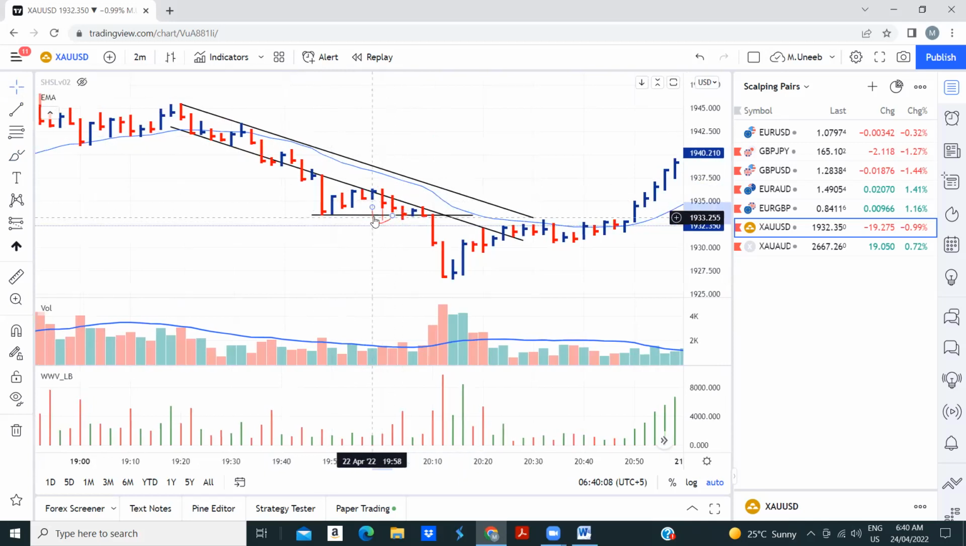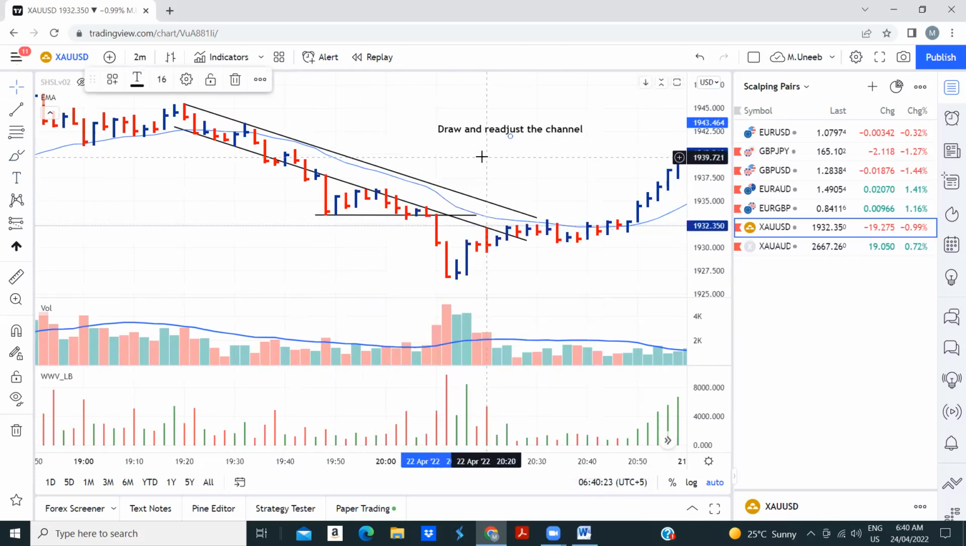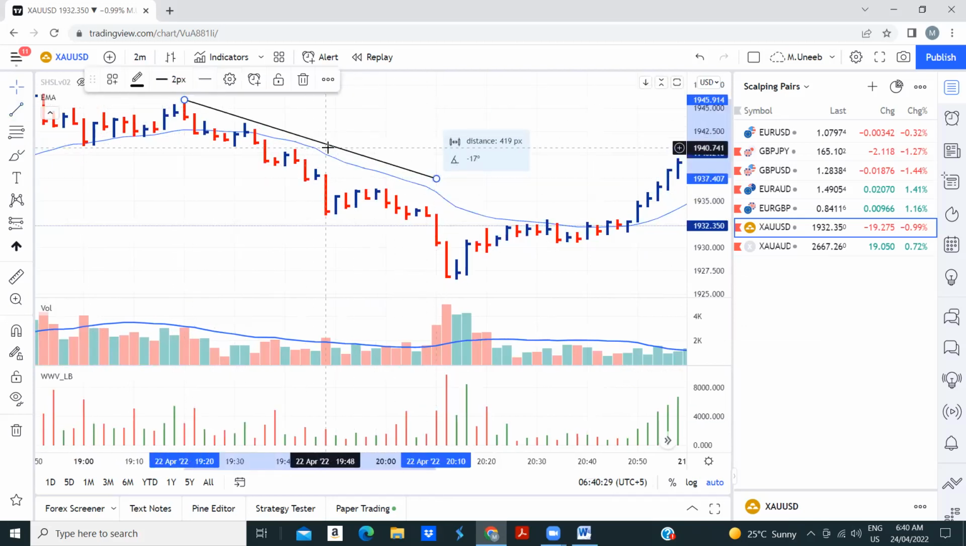So in this situation, once this has failed, what you will do is draw and readjust the channel. How will you draw? Very simple. You will just draw again from here. For example, this was my first initial drawing. Now I will draw, I join this one to this one, right?